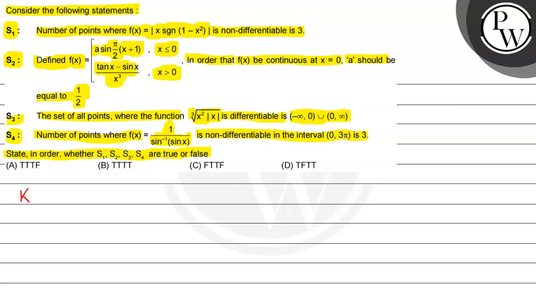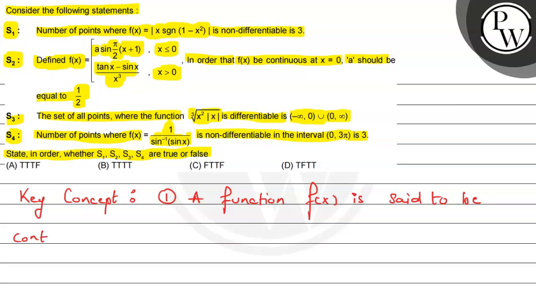Before starting the solution, let's note down the key concepts for this problem. The first key concept is the definition of continuity of a function at a point. A function f(x) is said to be continuous at x = a if the limit as x goes to a of f(x) is equal to f(a).